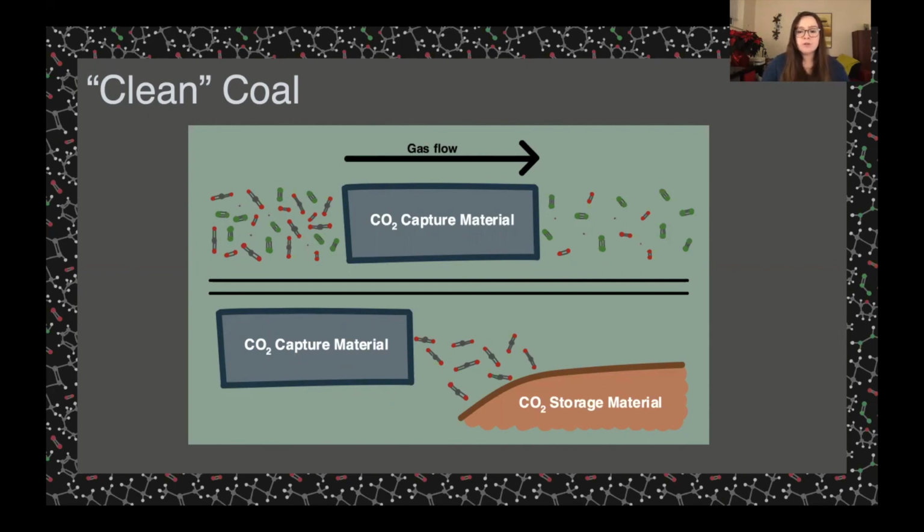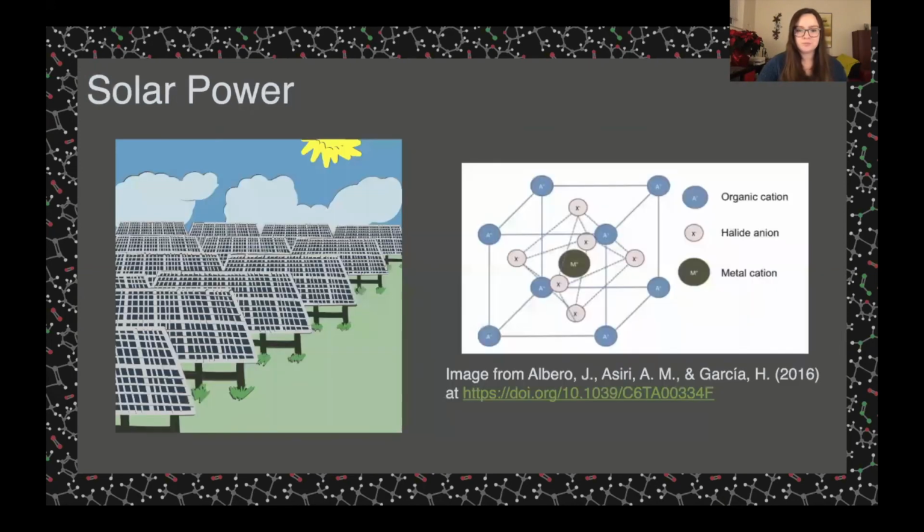And so designing those materials, both the capture material and the storage material, comes down to chemists. Next is solar power. And so you can imagine that if we're going to take sun energy and cause it to make electrons flow, that doesn't normally happen. So we have to design a material in order to get the electrons flowing. And traditionally this has been done with thin film inorganic semiconductors like cadmium telluride, CdTe.